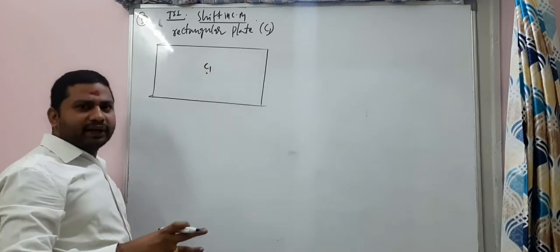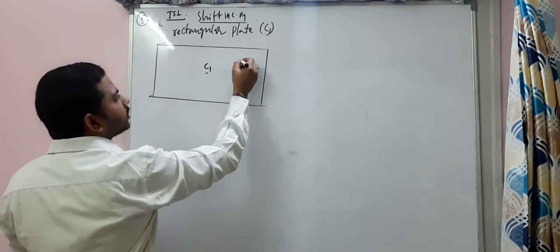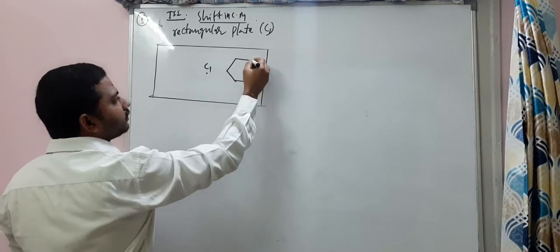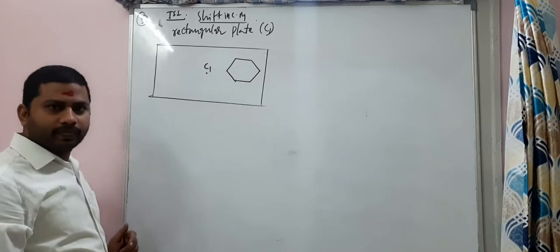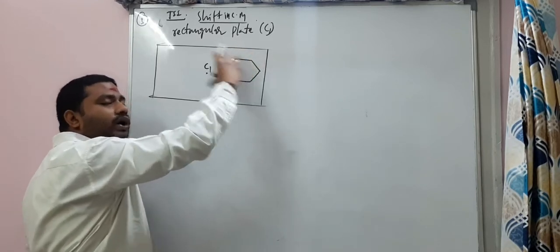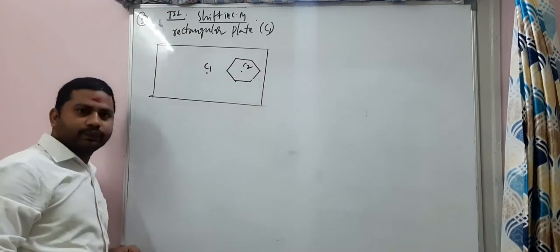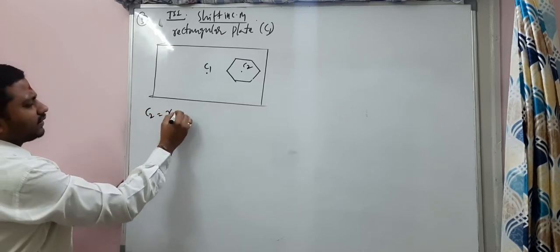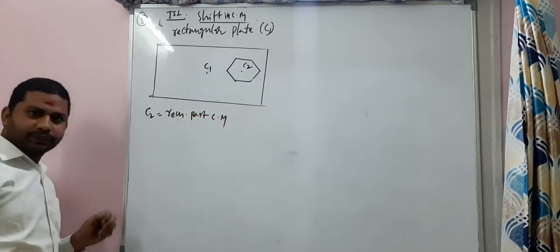From this rectangular plate, I am going to remove a small portion, like this. Observe carefully. So this is the small portion I have removed. The initial center of mass is here. The center of mass of the portion I am going to remove is here. So that's C2. Listen, C2 is the center of mass of the removed part.